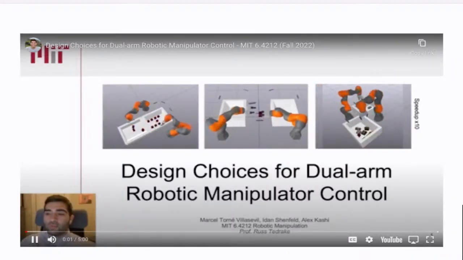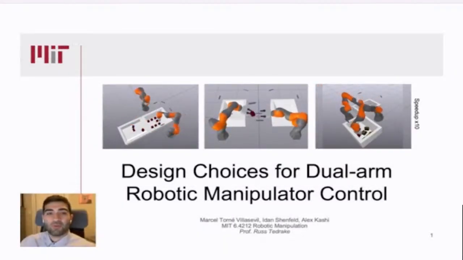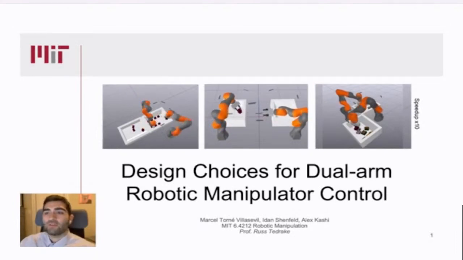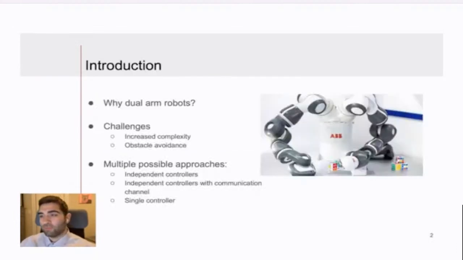Design choices for dual arm robotic manipulator control. I'm Alex, and I'm working with Marcel and Idan. So why dual arm robots? You have access to a whole bunch of more diverse tasks that require cooperation between both arms, as well as increased throughput. The challenge is you have more complexity, having twice as many degrees of freedom, plus you have to plan around the other arm.